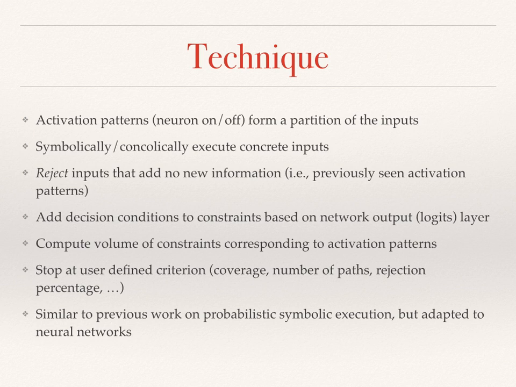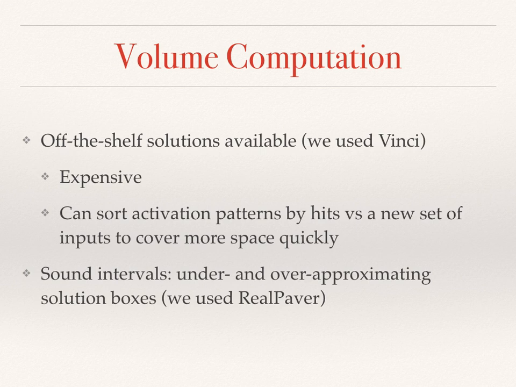And then the analysis is anytime: it improves precision with more samples, and it stops at a user-defined criterion, for example, coverage achieved or number of symbolic paths explored, or a rejection percentage, and so on. And this is similar to previous work on probabilistic symbolic execution, but it has been adapted to the particular characteristics of neural networks. And for volume computation, we use off-the-shelf solutions available.